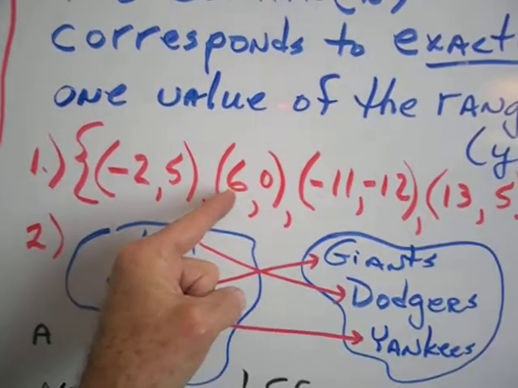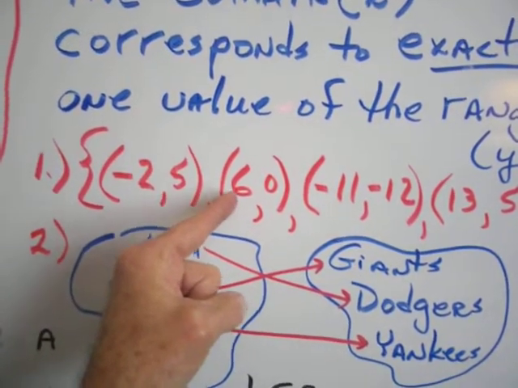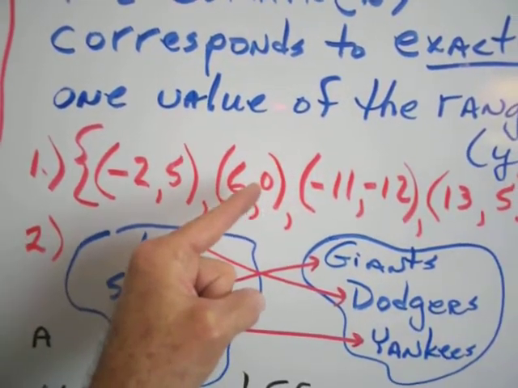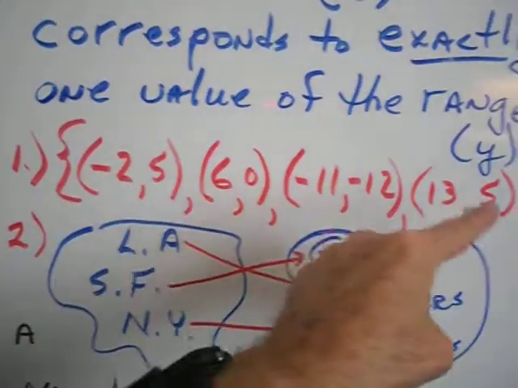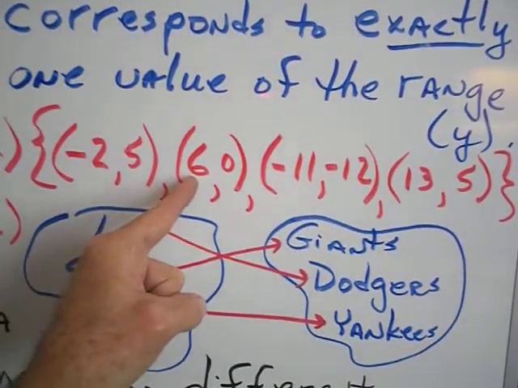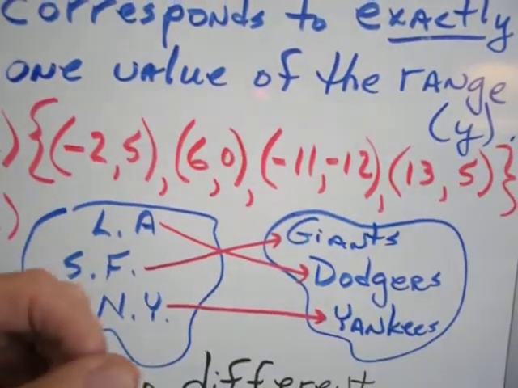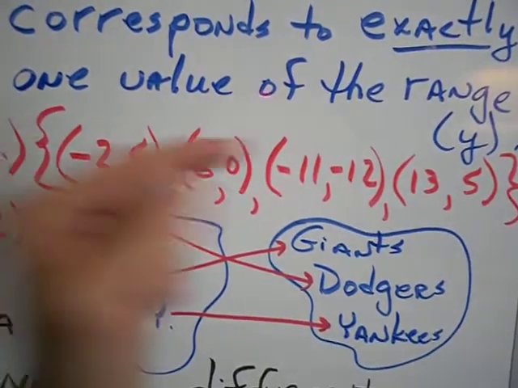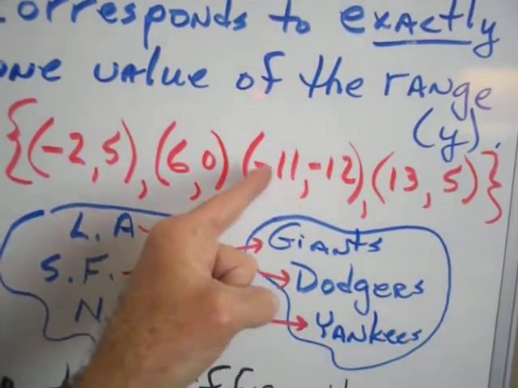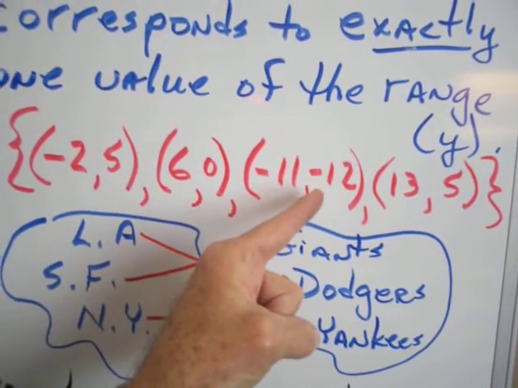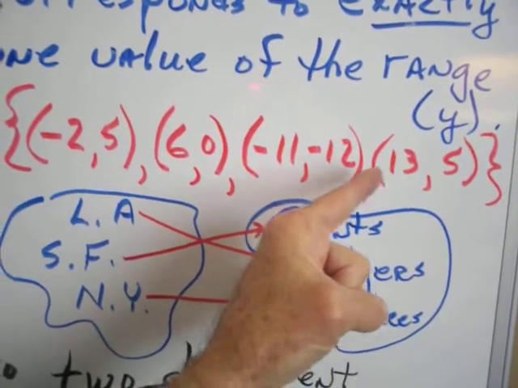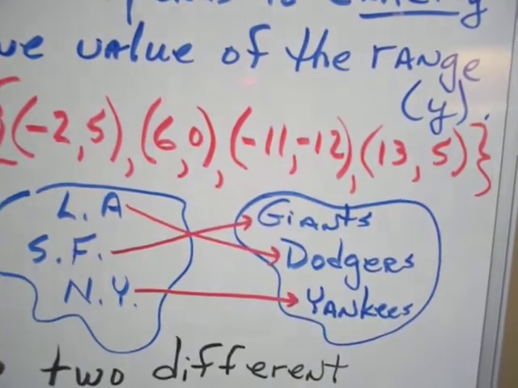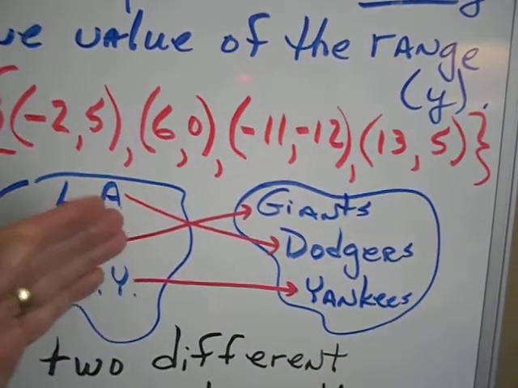Second, the domain value of 6 is corresponding to exactly one range value, 0. Nowhere in this collection do you see the domain of 6 reappearing. It's only appearing once. Same thing here. The domain of 11 is corresponding exactly to negative 12, the range. And 13, the domain, is corresponding to exactly one range value, the 5.